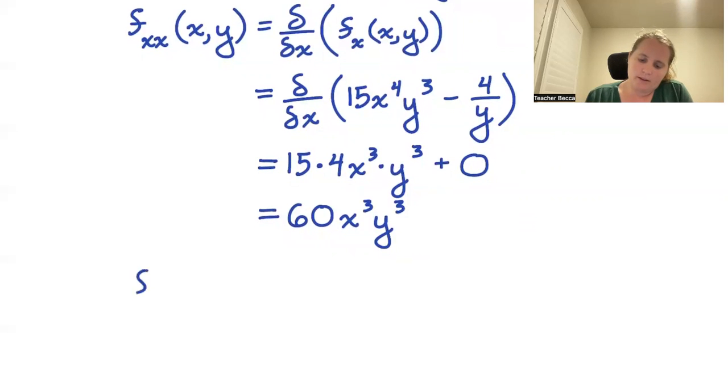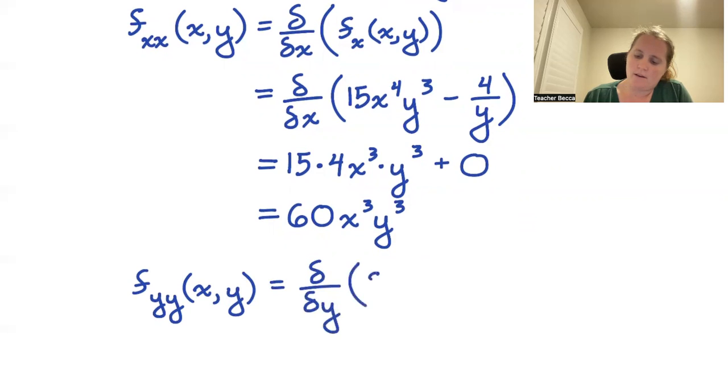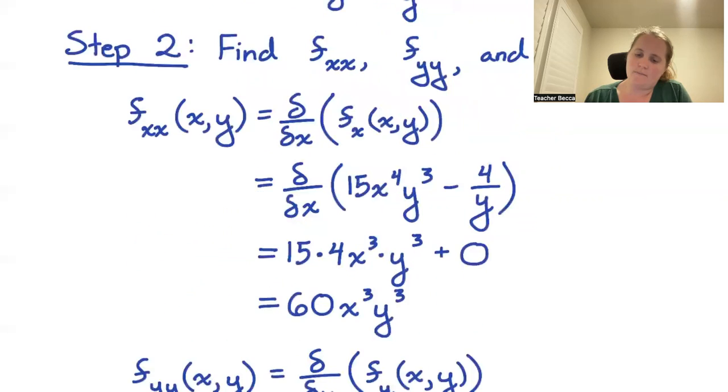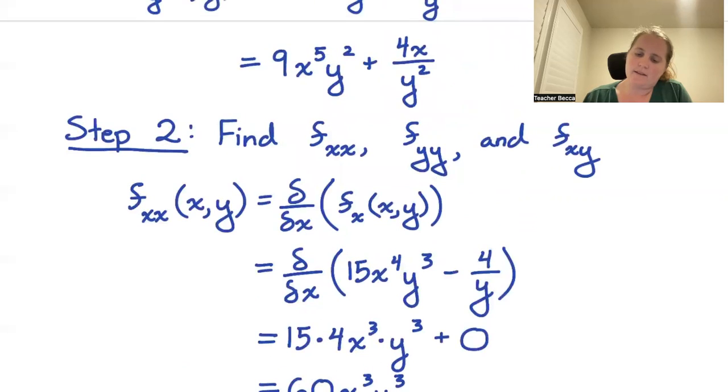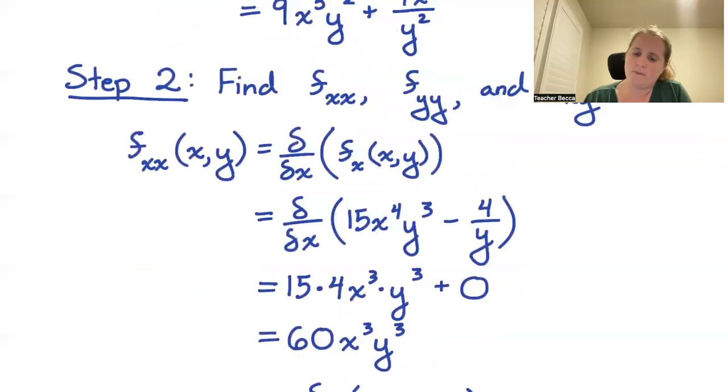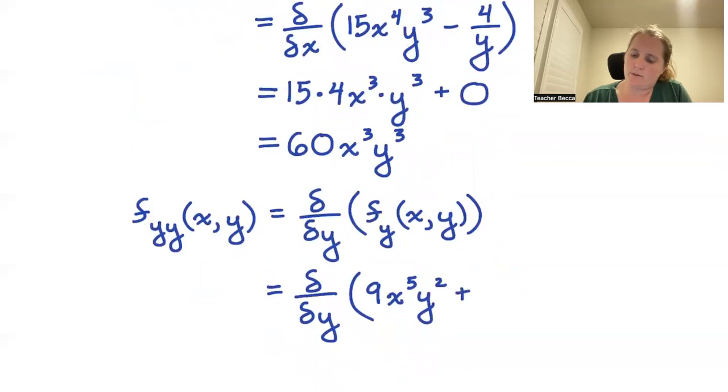Next up, we take our second partial with respect to y. So this is the partial derivative with respect to y of the first partial with respect to y of f. So we are looking at the partial derivative with respect to y of 9x to the 5th y squared plus 4x over y squared.